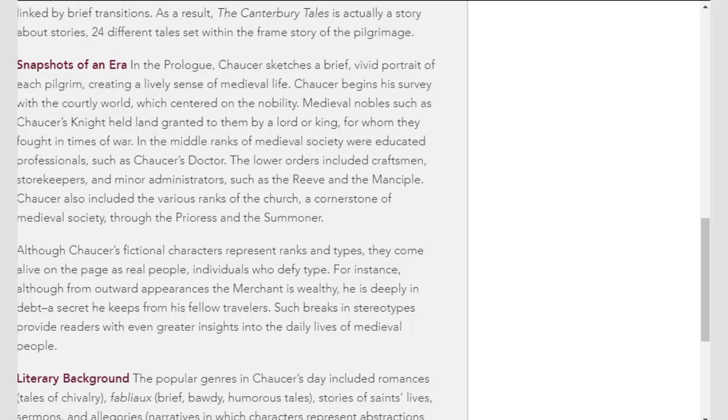The lower orders included craftsmen, storekeepers, and minor administrators, such as the reeve and the manciple. Chaucer also included the various ranks of the church, a cornerstone of medieval society, through the prioress and the summoner.